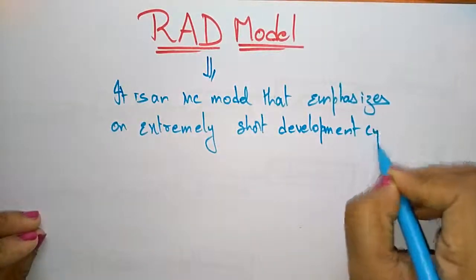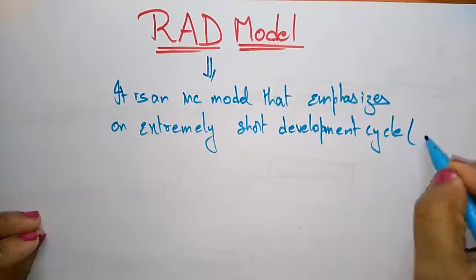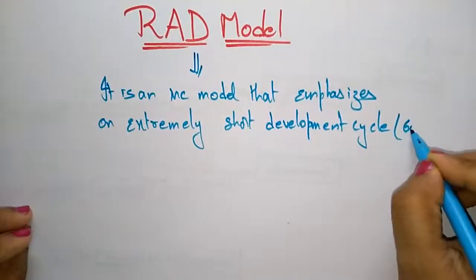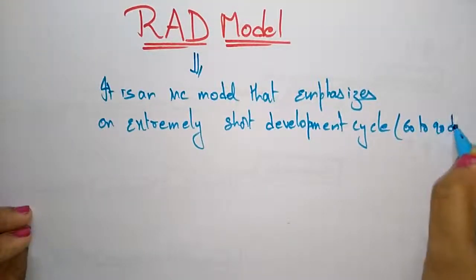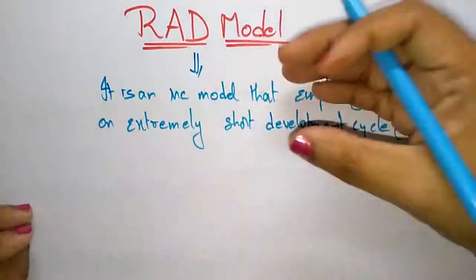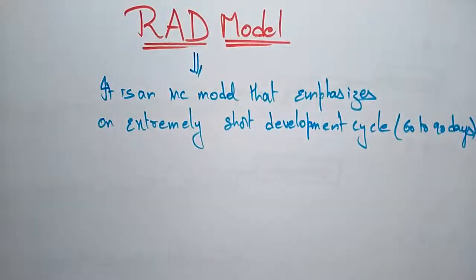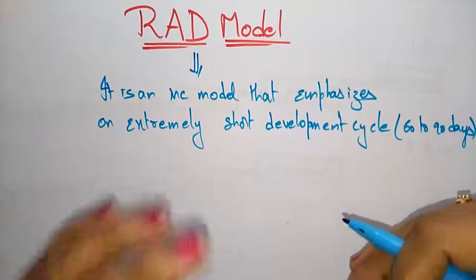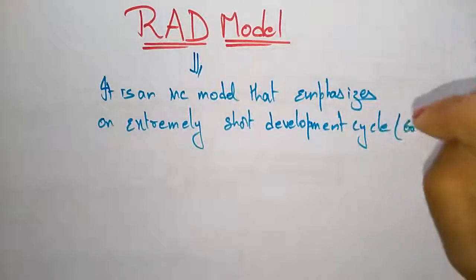The development cycle, for example, you can take 60 to 90 days. If you want to develop a product within these 60 to 90 days, it's better to go for the RAD model for implementing the project, covering communication, planning, modeling and construction deployment. It's better to go for the RAD model rather than using the incremental model.